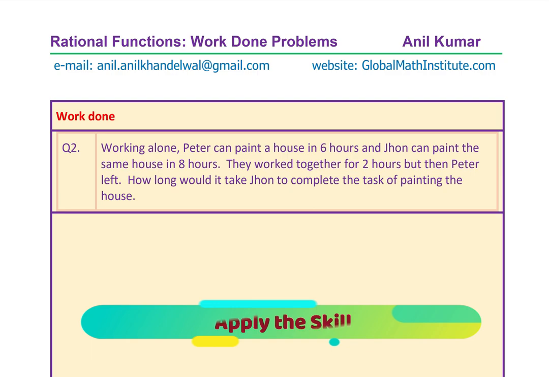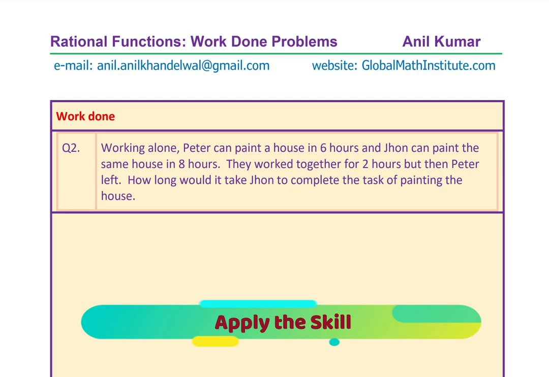I would like you to pause the video at this stage and work out the solution. Question 2. Working alone, Peter can paint a house in 6 hours and John can paint the same house in 8 hours. They worked together for 2 hours, but then Peter left. How long would it take John to complete the task of painting the house?